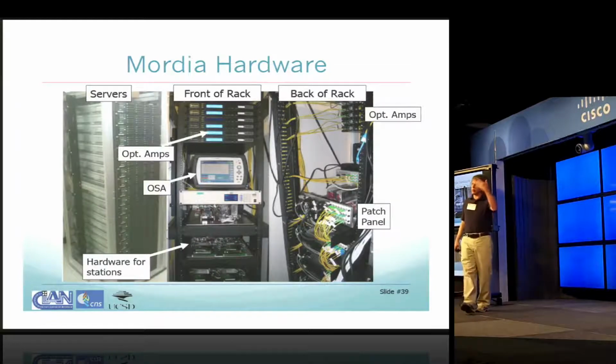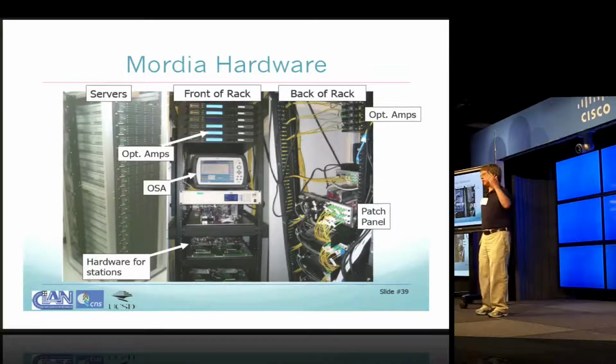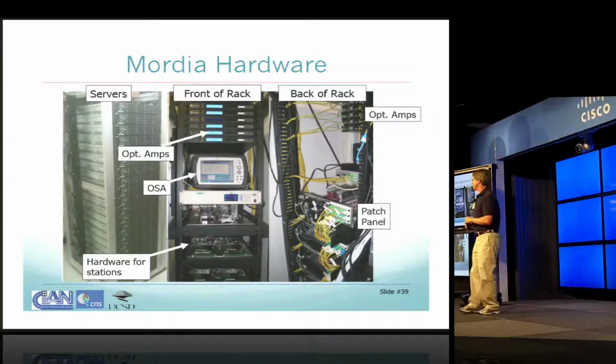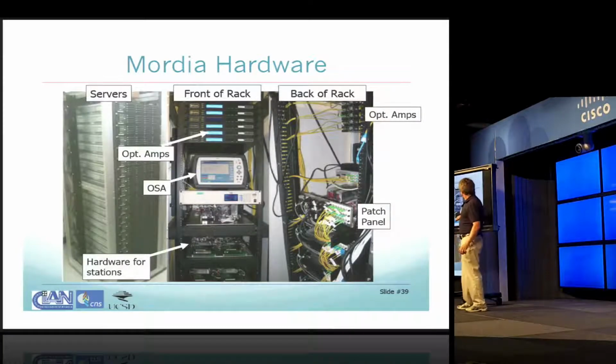Each one of them has its own receiver, transceiver, fixed wavelength. We have lots of amplifiers because since we're dropping all 24 at every single node, this is a research network. This is not a production network. So this is all the hardware.